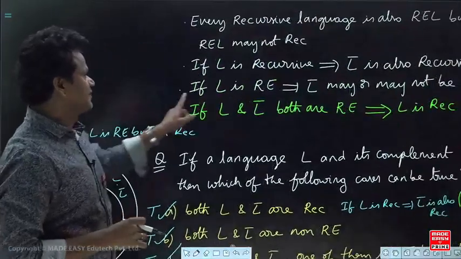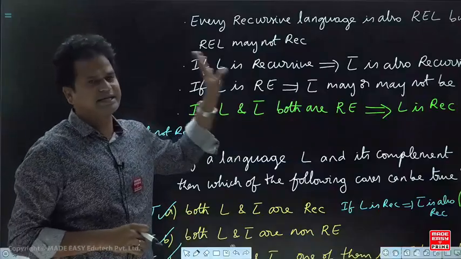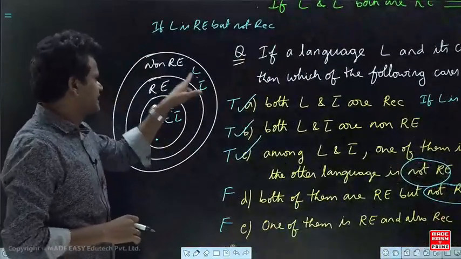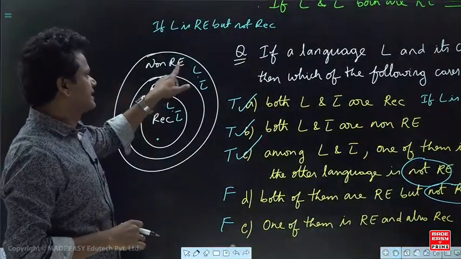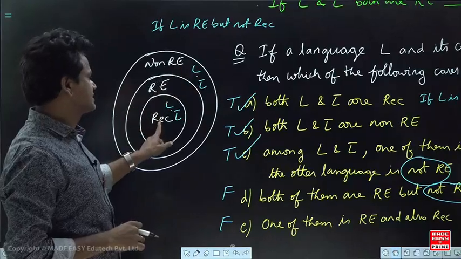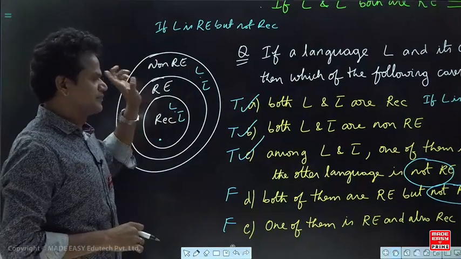If a language L and L bar both are RE, it means L is REC. Otherwise, they can be outside of RE, or inside of REC, but not here.